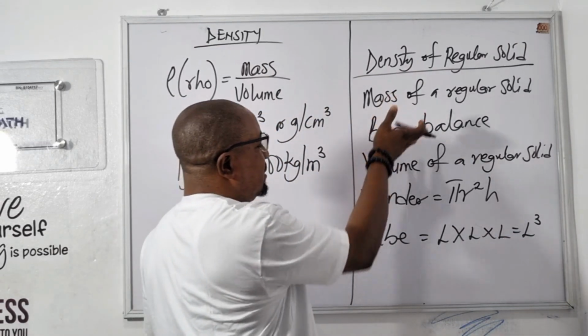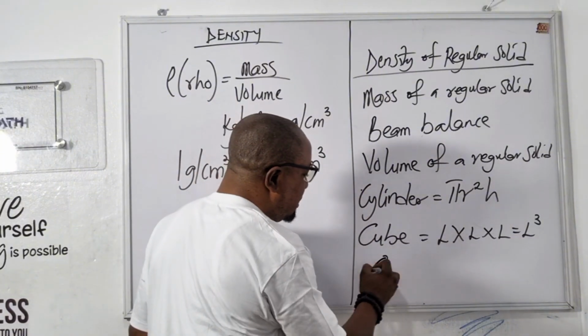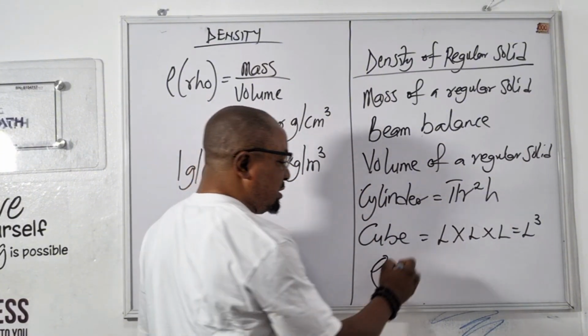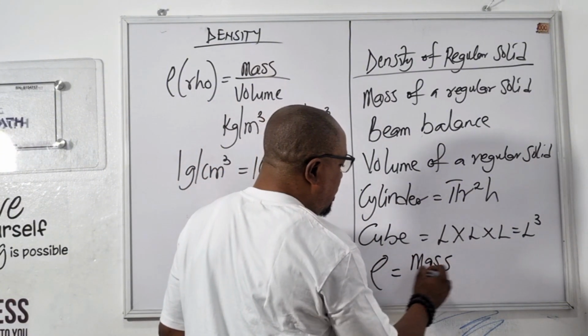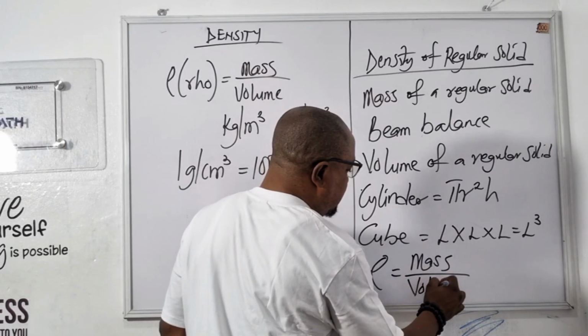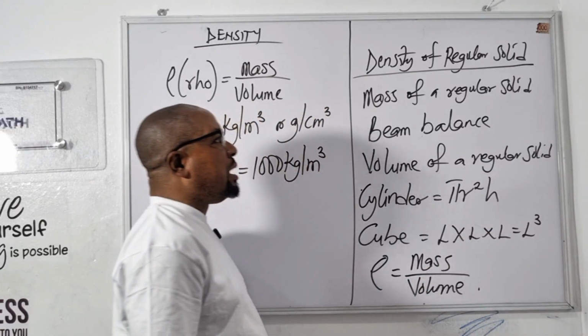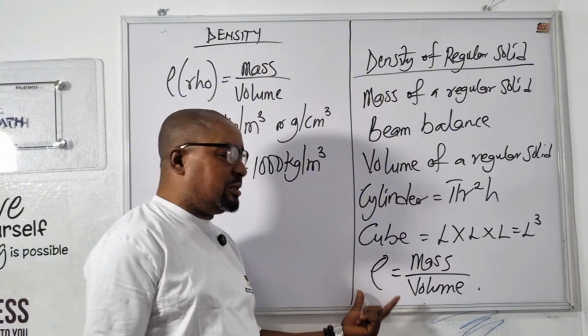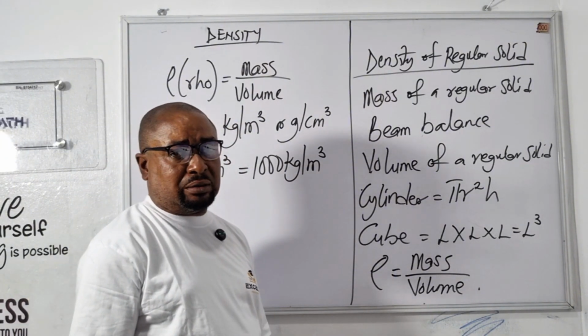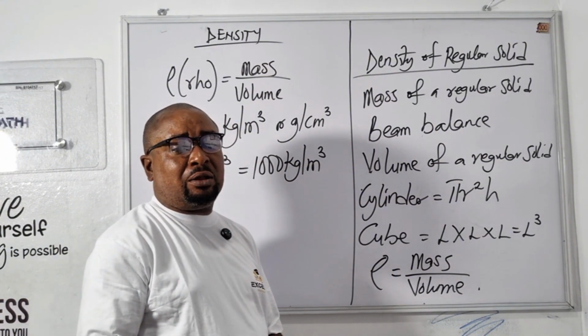So when we get the mass and get the volume, the last one is to get the density, which is what? Mass over volume. So with this, we are able to get the density of a regular solid.